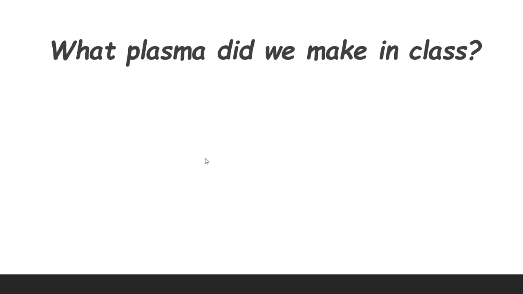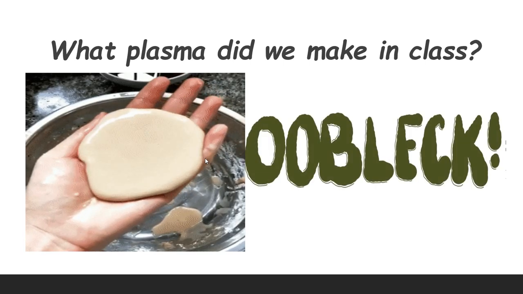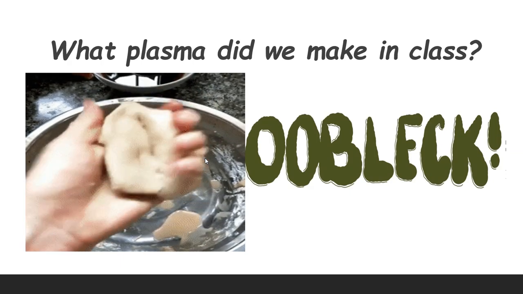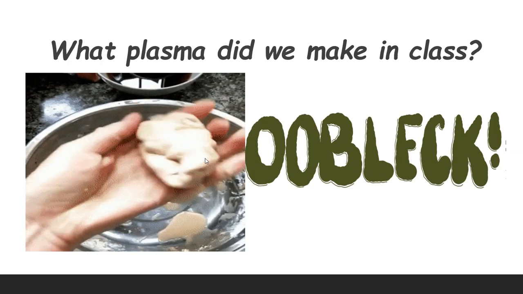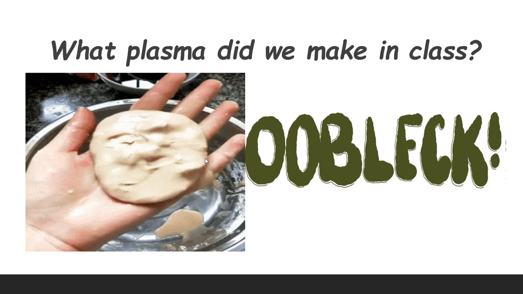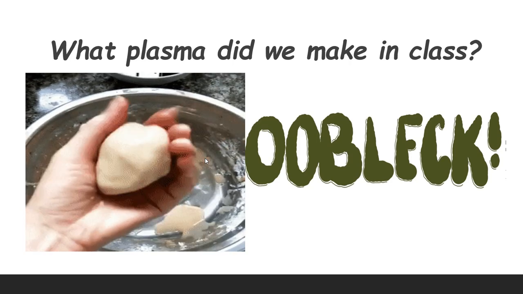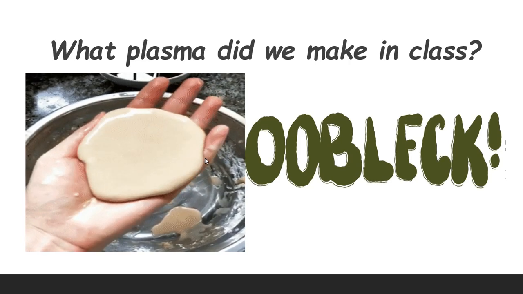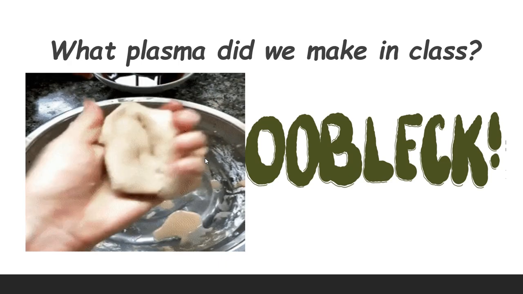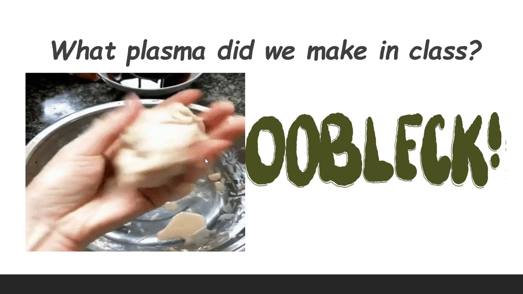If you said goo, you are correct. But the science word is called oobleck. Remember how we made it out of cornstarch and water, and we put it in our hands when we squeeze? It's a solid. And when we release it, it becomes a liquid. So remember, your plasma goes from liquid to solid.